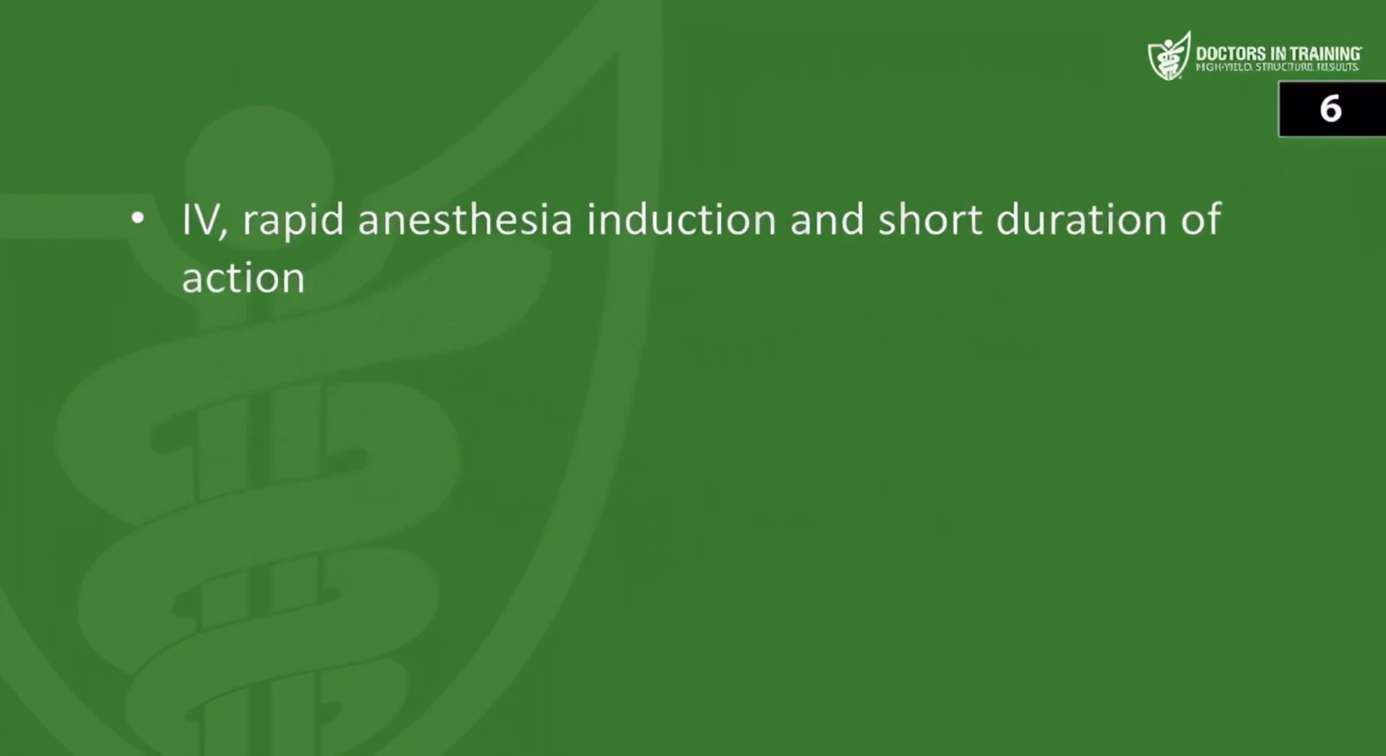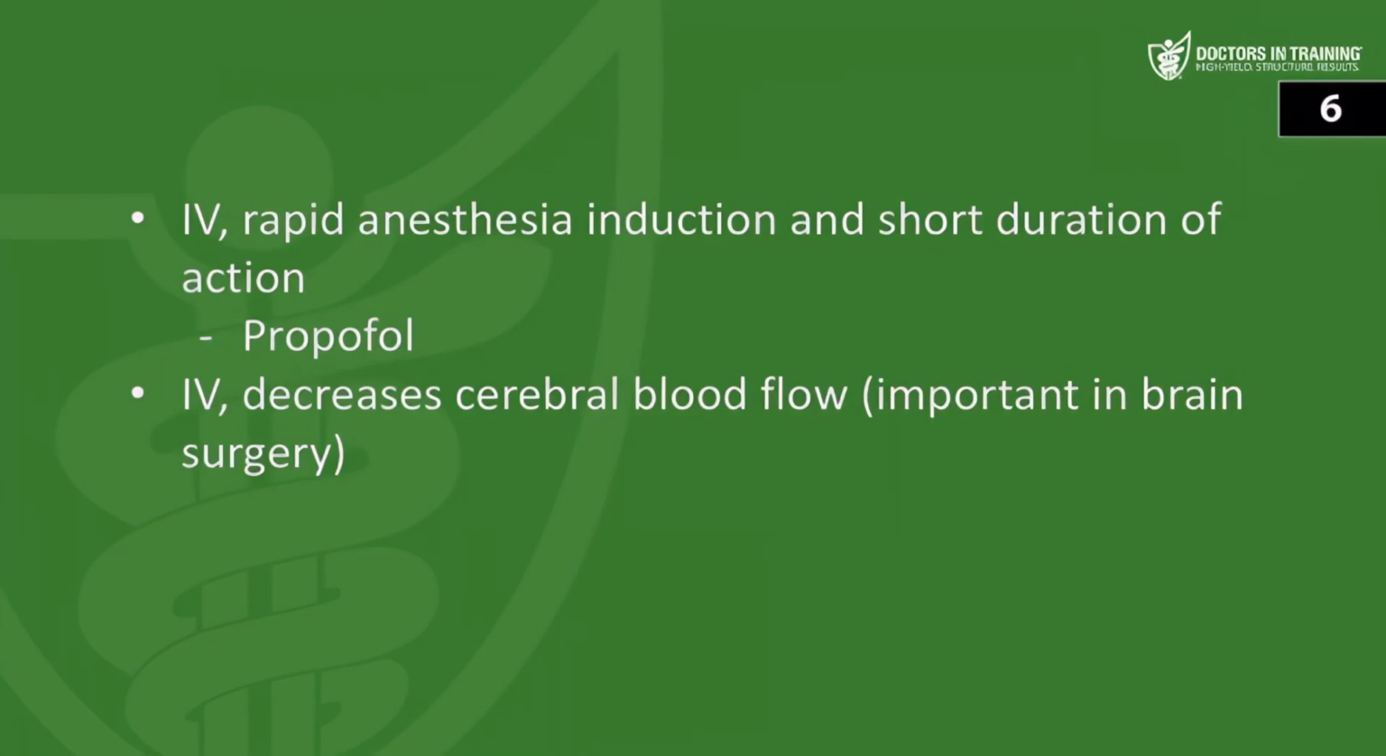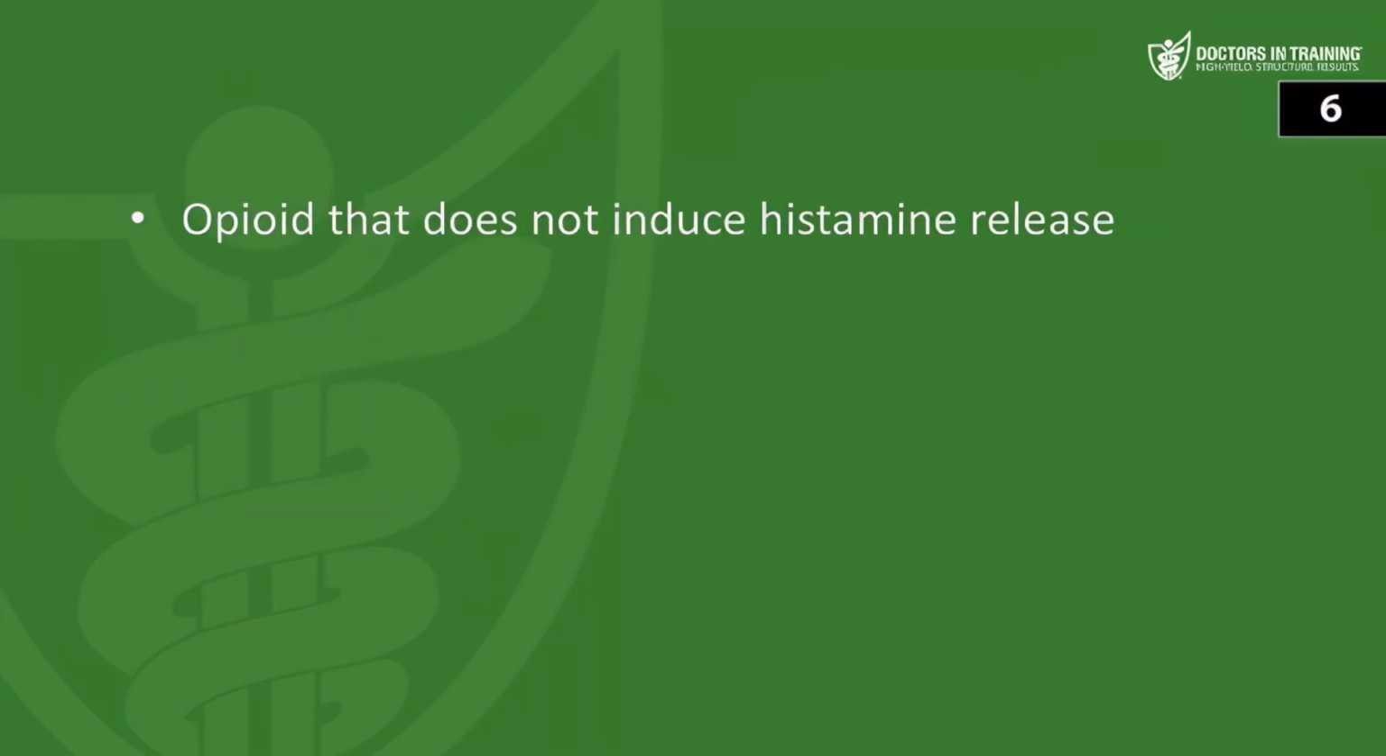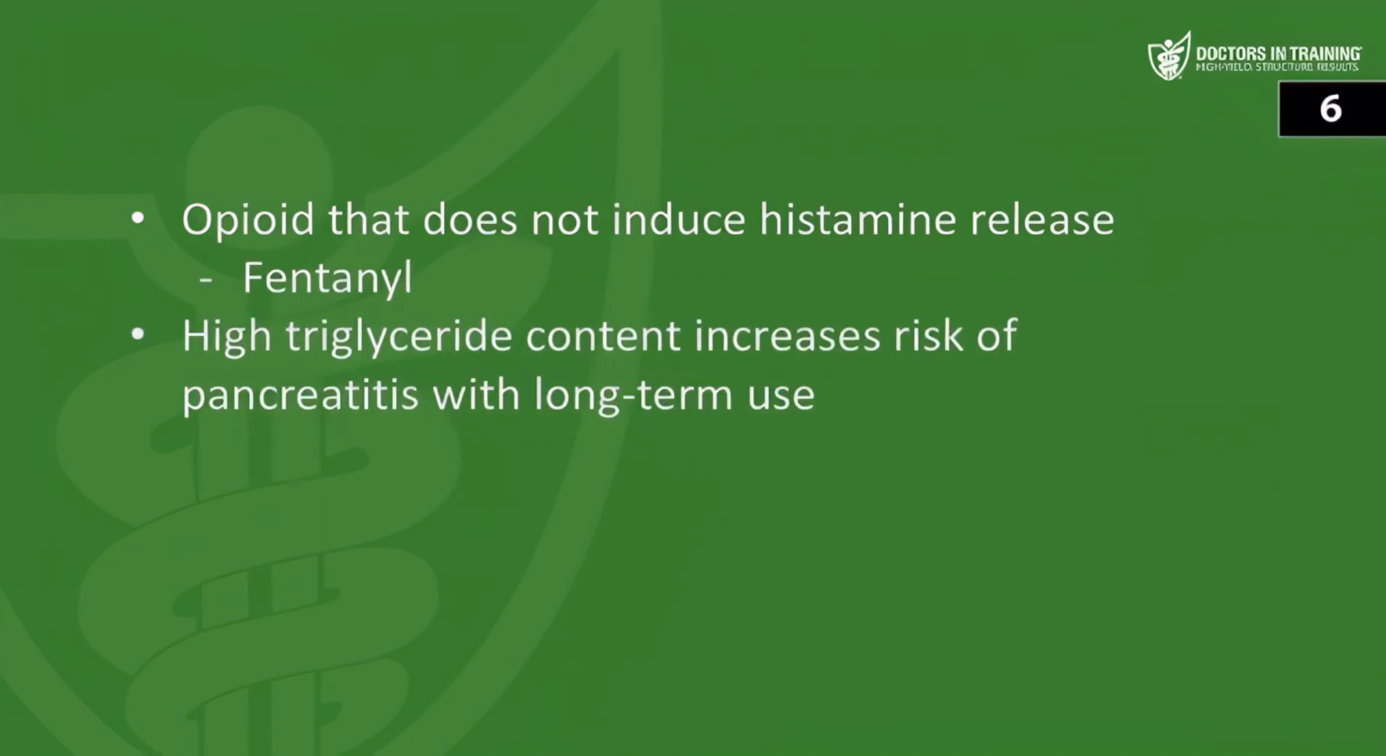IV for rapid anesthesia induction and short duration of action. Remember that's going to be propofol. IV decreases cerebral blood flow, important in brain surgery. That one might be a little bit tough for you. That's going to be that barbiturate thiopental. Next, we have opioid that does not induce histamine release. That's fentanyl, not quite as itchy. And high triglyceride content increases the risk of pancreatitis with long-term use. That's going to be propofol.